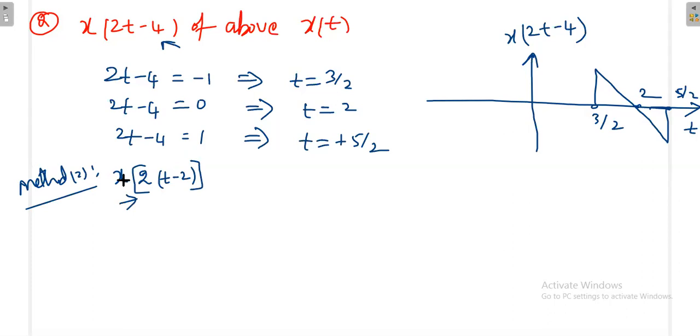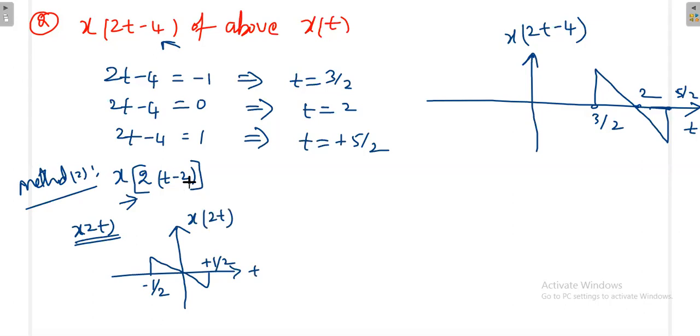So what is x of 2t? Already x of t is there. What is x of t? X of t is like this, from -1 to +1. This is x of t, but you want to find out x of 2t. 2t means a compression. So now this will be -1 by 2, and this will be +1 by 2. Now this is your x of 2t.